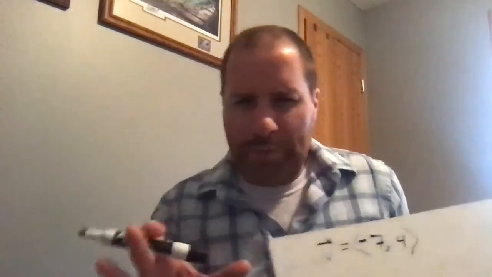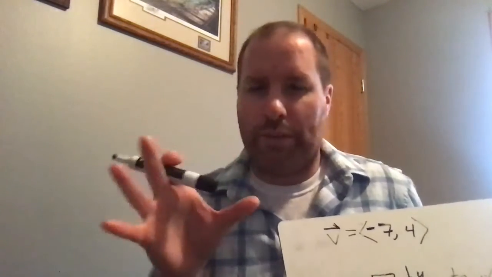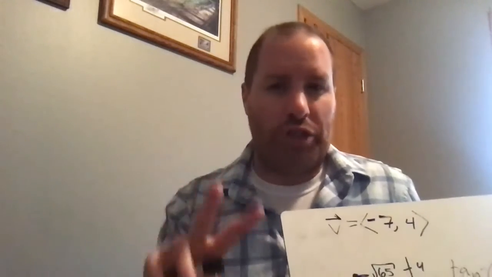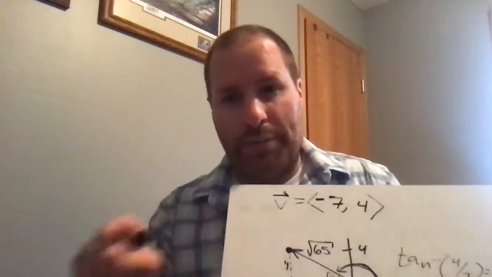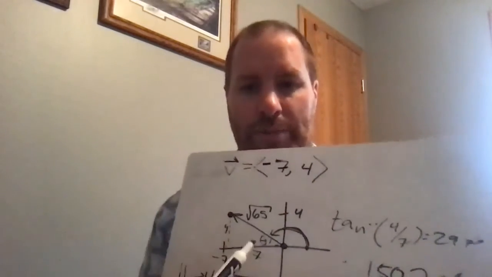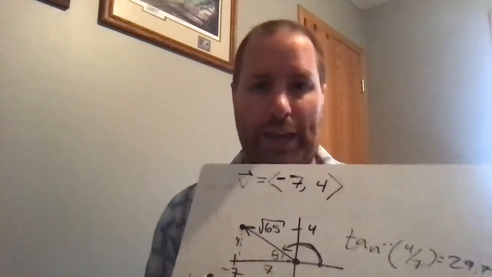Now, with vectors, we don't use x and y. We use the letters i and j. And those are the things that are meant for vectors. So the i vector just means go 1 in the x direction. That's what the i vector means. It means to go 1 in the x direction. The j vector means to go 1 in the y direction.